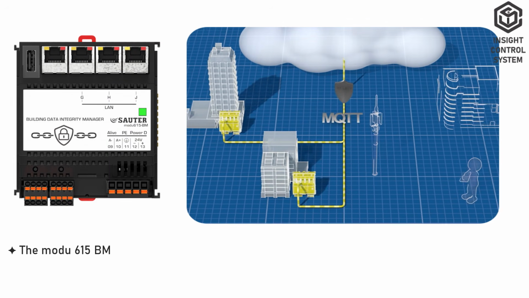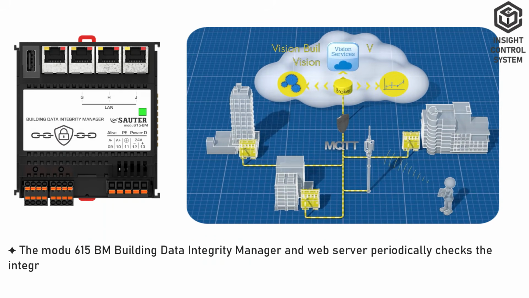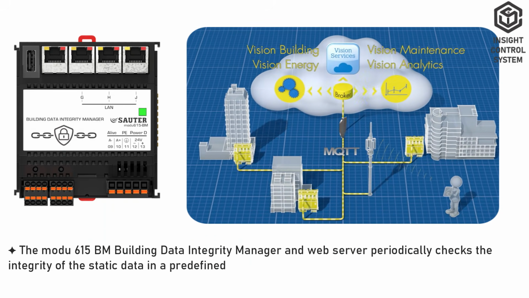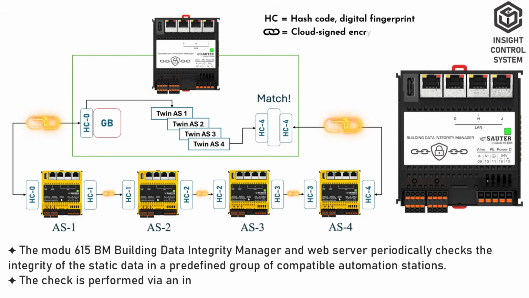Data integrity. The module 615BM building data integrity manager and web server periodically checks the integrity of the static data in a predefined group of compatible automation stations. The check is performed via an integrity chain.